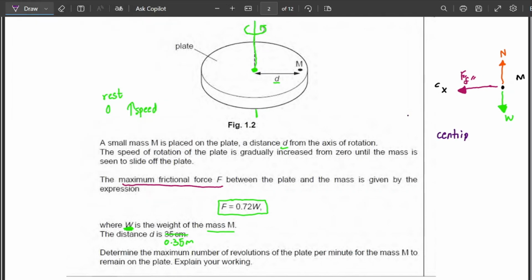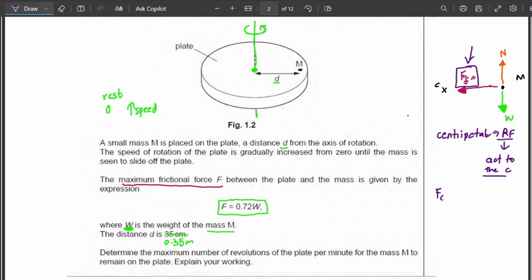We know what the centripetal force is. It's basically a type of resultant force, and it acts towards the center. I'm just going to write C over here. And in this free body diagram, there's only one force that acts towards the center. That is the frictional force.